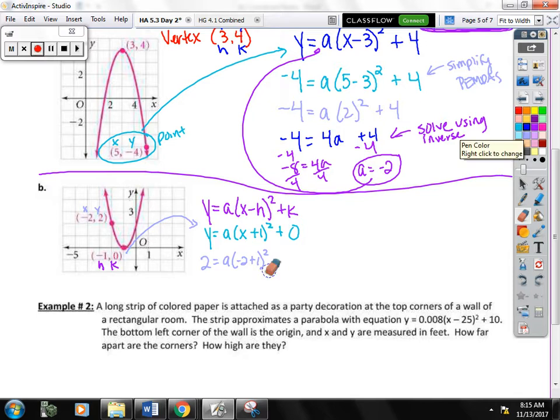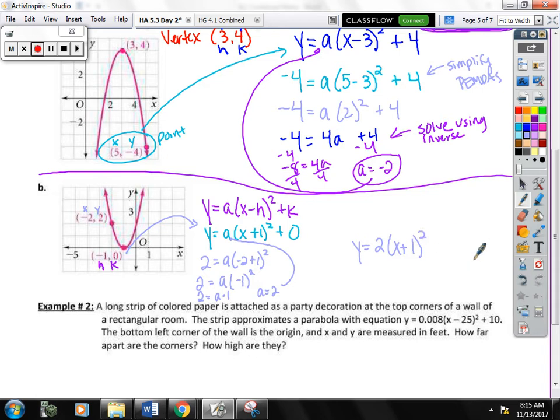Make sure you're careful with your algebra here. Negative 2 plus 1 is a negative 1. And negative 1 squared, negative 1 times negative 1 will get me a positive 1. So a is just 2. Take that and plug it back in to get our final equation. And if you want to put the plus 0, you can, but you are not required to.